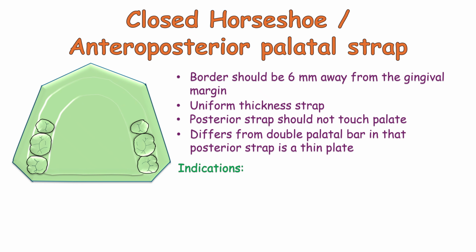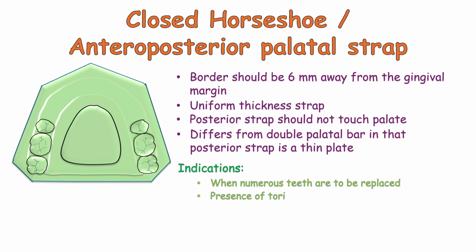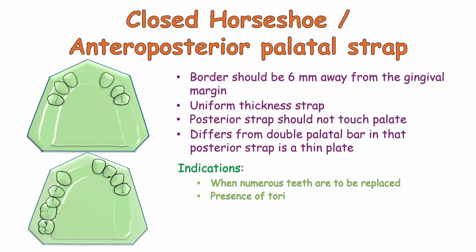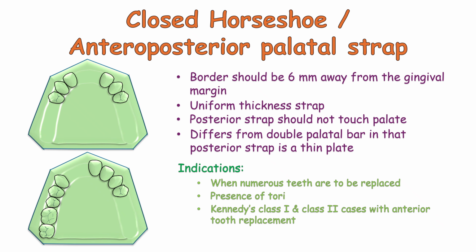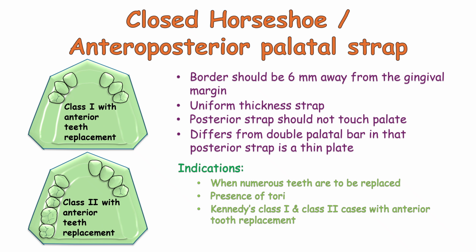Indication: it is indicated where numerous teeth are to be replaced, in the presence of inoperable tori, and in Kennedy's class 1 and class 2 cases with anterior tooth replacement. This is Kennedy's class 1 and Kennedy's class 2.